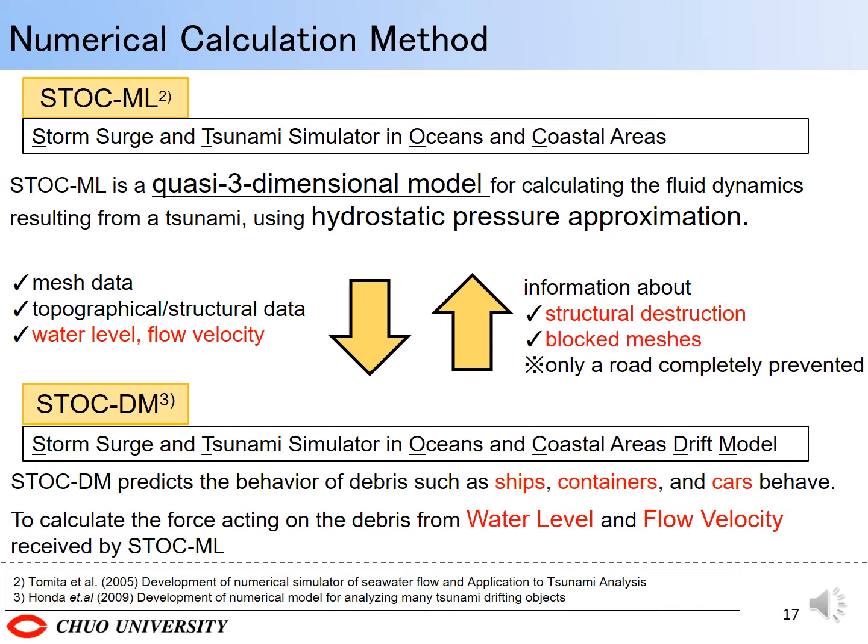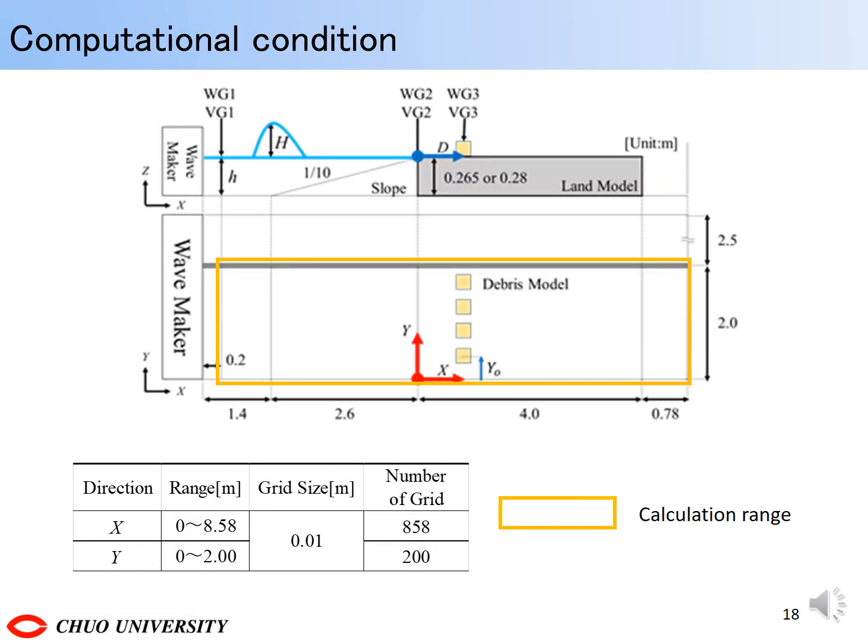By the way, this calculation passes the water level and fluid velocity data from StockML, but StockDM doesn't affect the fluid unless the flow is completely blocked. The calculation target is shown in the figure. The cell size was set to 1 cm in the x and y directions, and the experimental data measured by WG1 was used as the incident wave.